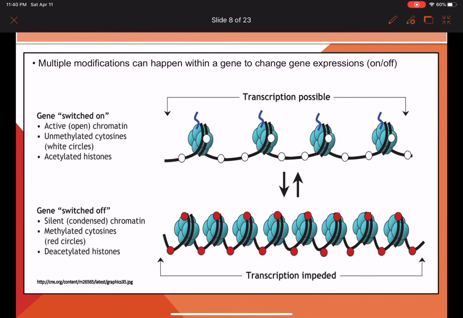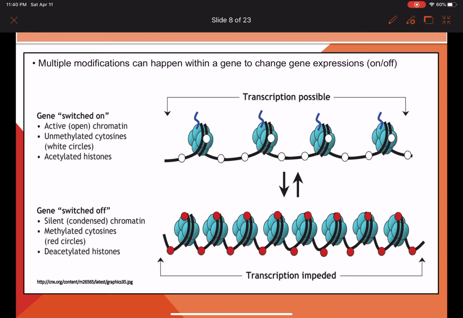Okay, welcome back to part 2 of chapter 12, Control of Gene Expression. So with all those modifications we talked about in the previous part, which can affect chromosome structure, multiple of them can happen at the same time to turn a gene on or off.